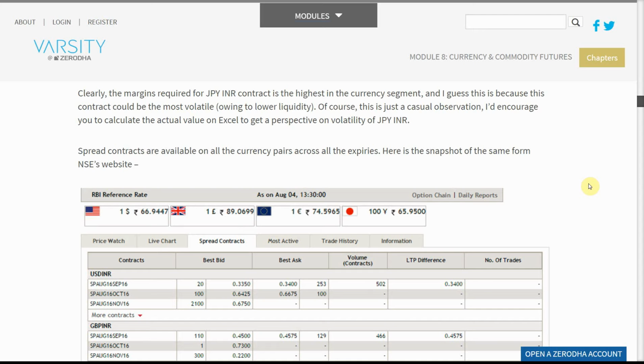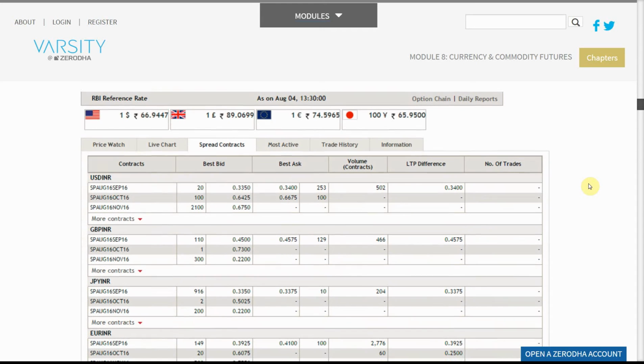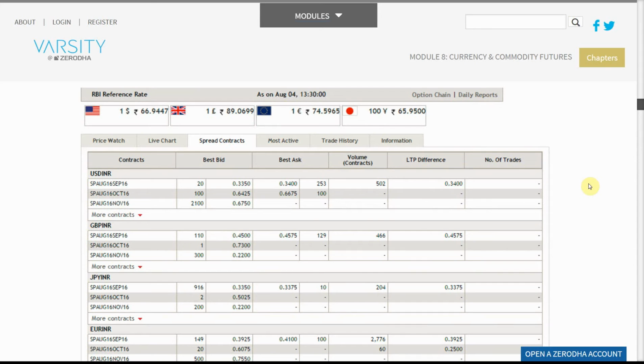Spread contracts are available on all the currency pairs across all the expiries. Here is the snapshot of the same from NSE's website. But as you can see, the spread contracts, apart from USD-INR, are not really liquid.